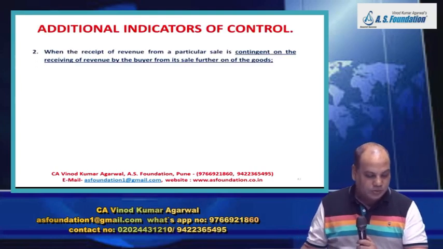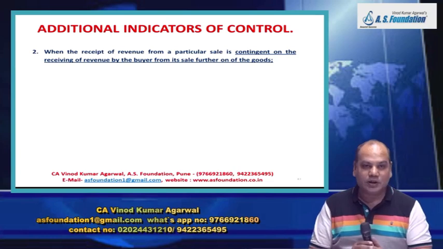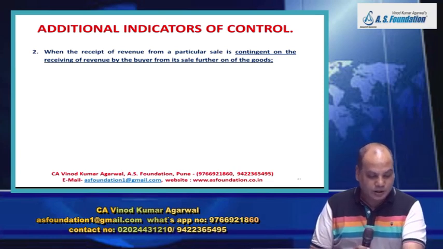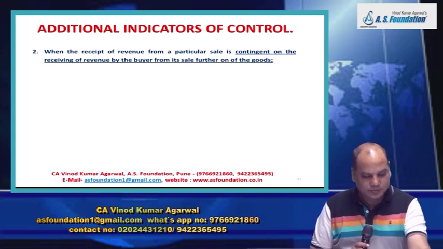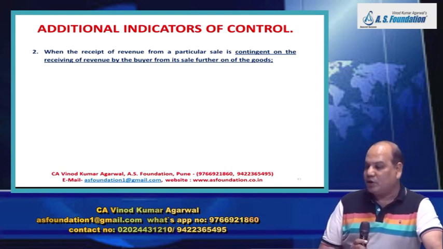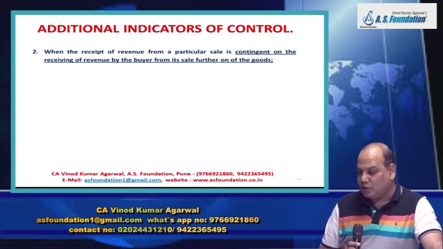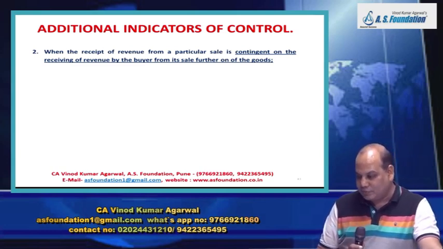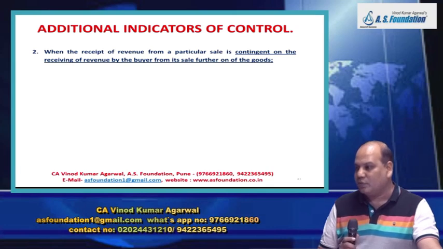So this is an example where there is uncertainty involved regarding the actual sale that will happen. Risk is with the entity only. Second example, when the receipt of revenue from a particular sale is contingent on receiving of revenue by the buyer from its further sale of the goods.